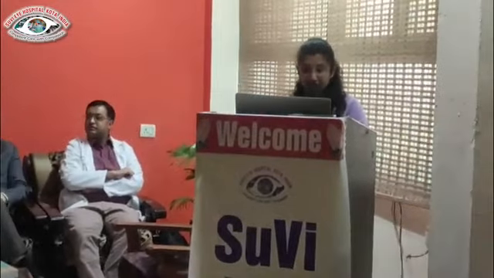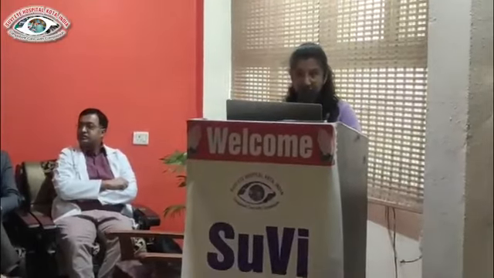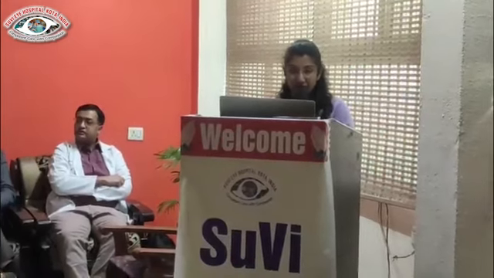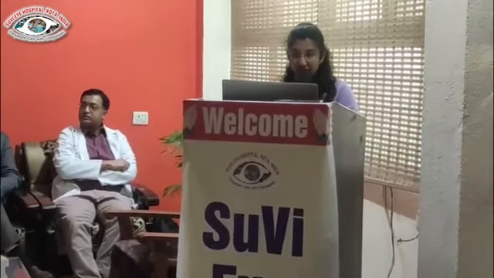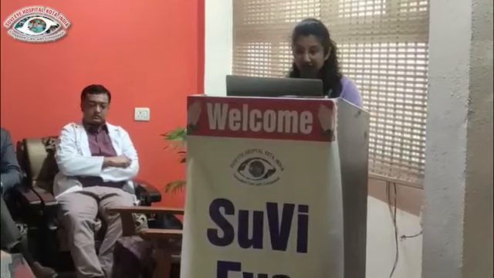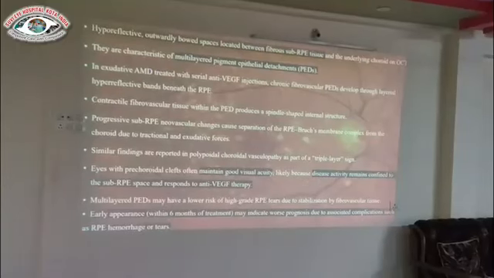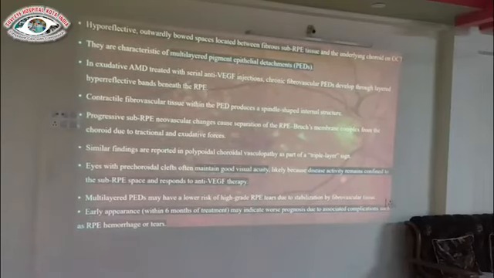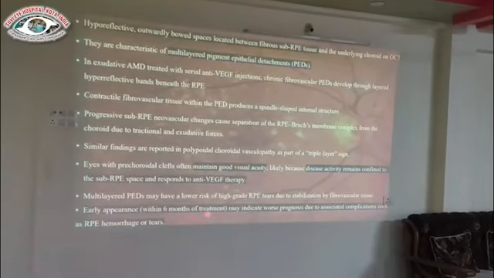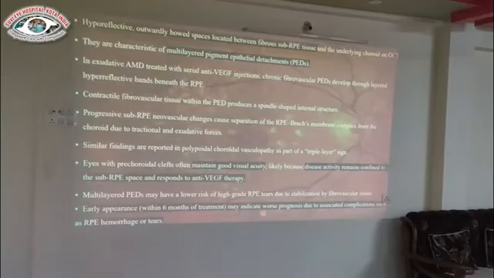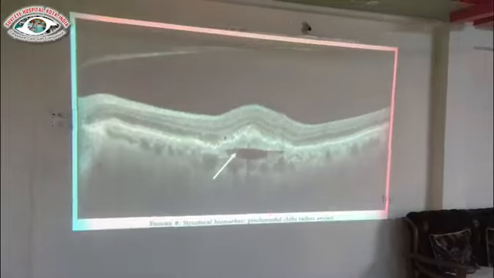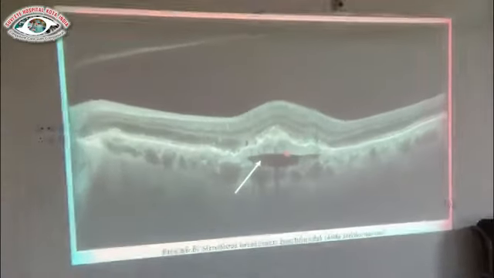Now the precordial clefts. Precordial clefts are hyporeflective, outwardly bowed spaces located between the fibrous sub-RPE space, as we can see there. The disease activity remains confined to the sub-RPE space and responds to anti-VEGF therapy. Early appearance within 6 months of treatment may indicate a worse prognosis due to associated complications like RPE hemorrhage or tear. Here we can see there is a hyperreflective space just beneath the RPE.